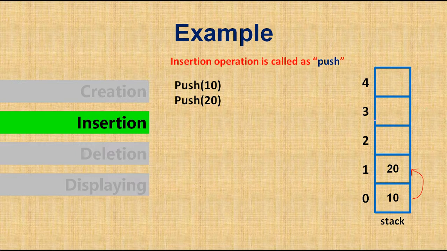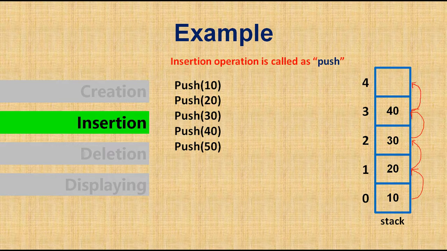Now again I want to push one more, so I am pushing 30. Again top will be incremented and it will reach here, so 30 will be inserted at that location. Now one more, I am pushing 40, so again top will be incremented and it will reach here, and this 40 will be inserted at that location. One more place is available here, so again I am pushing 50. Now again top will be incremented and reach here, and 50 is inserted at that location.